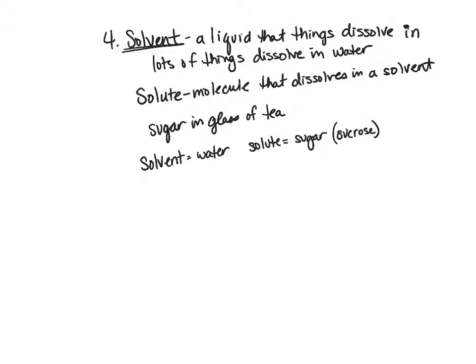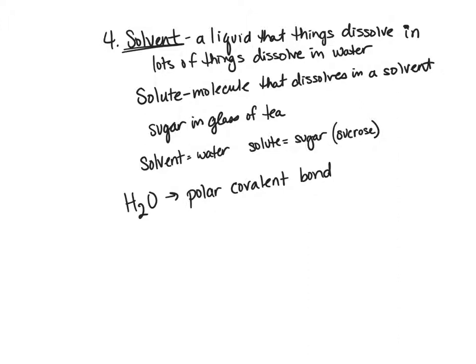And water makes a very good solvent because of its properties. Do we remember what kind of bond our water bond is? Or not hydrogen bond, but the bond within our H2O, our water molecule. All right, it is a polar covalent bond. And since it is a polar covalent bond, then water is going to surround each individual molecule, and it can separate it from other molecules.